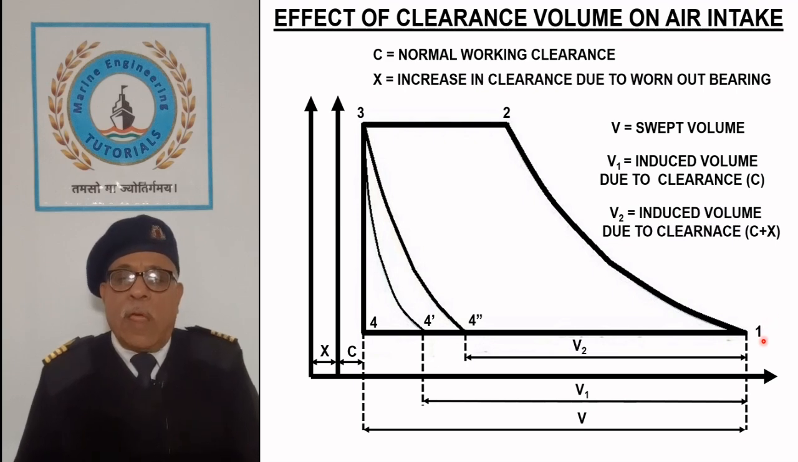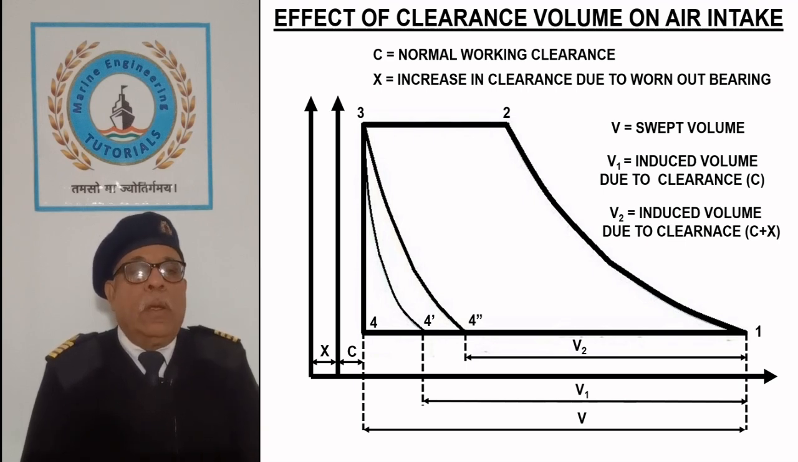Diagram 1, 2, 3, 4 double dash 1 represents a compression cycle with increased clearance C plus X due to worn out bearing, and the air intake is further reduced to V2. It can thus be stated that for attaining best volumetric efficiency, minimum bumping clearance should be maintained.